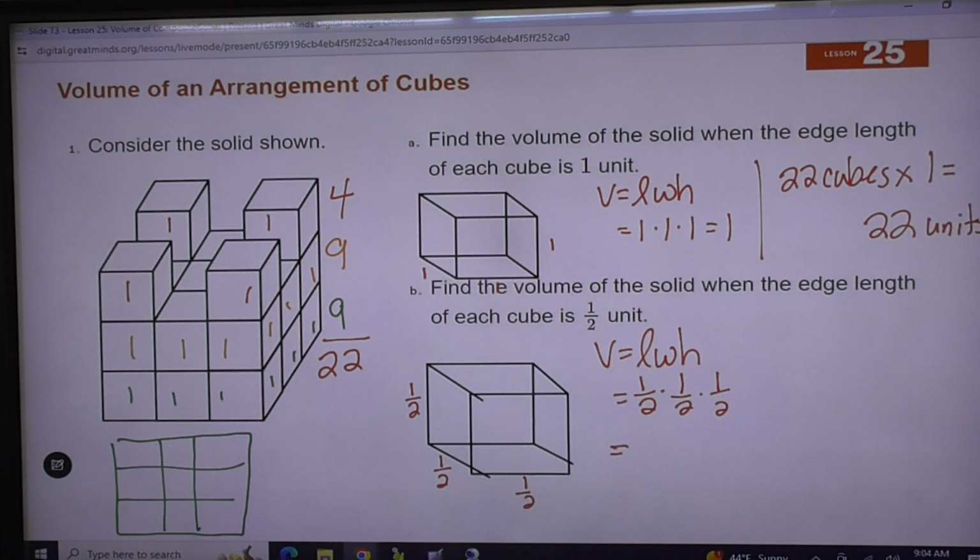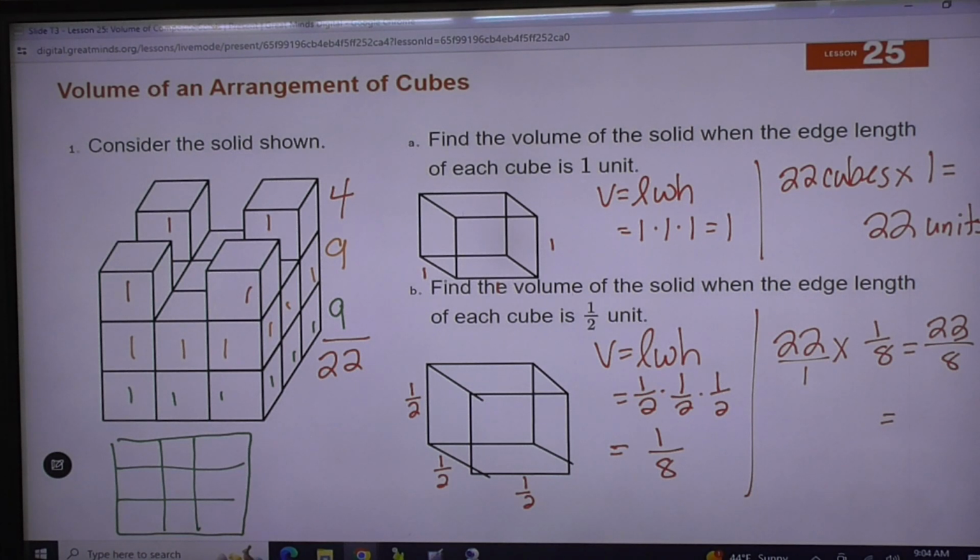And that gives us 1 times 1 is 1 times 1 is still 1. 2 times 2 is 4 times 2 is 8. So each one of those cubes has a volume of 1/8. And if we got 22 cubes, we multiply it times 1/8. Gotta put a 1 under the 22. That gives us 22 over 8. Somebody simplify that for me and let me know what it comes out to.